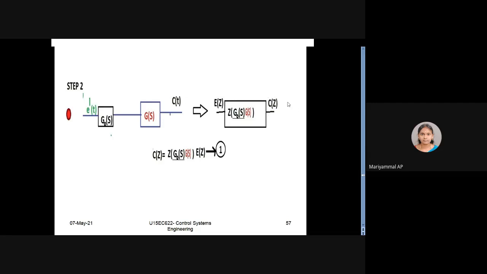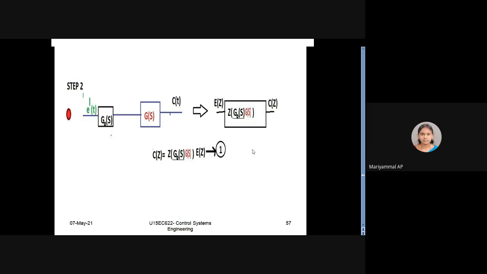I already discussed in yesterday's class how we take that z transform. First you take the time domain into the s domain, then the s domain into the z transform. Then you write the transfer function for C(z). That means the output equation C(z) equals the z transform of G0(s)G(s) times E(z). Considering this is my first equation.